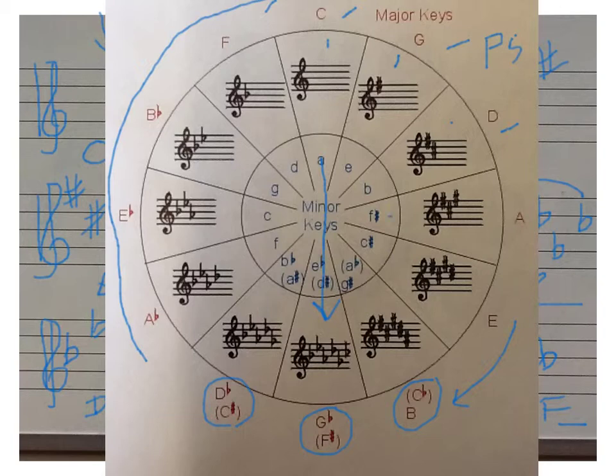A natural is directly across from E flat. The key of A major is directly across from the key of E flat. The relationship between A to E flat is a tritone. So these keys are exactly the opposite of each other.